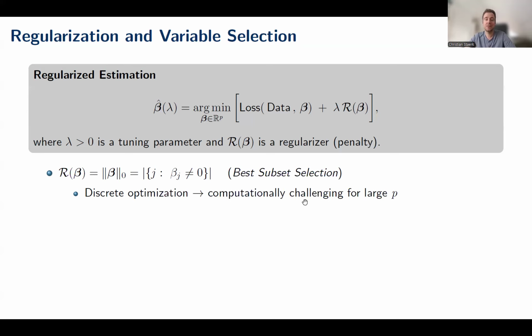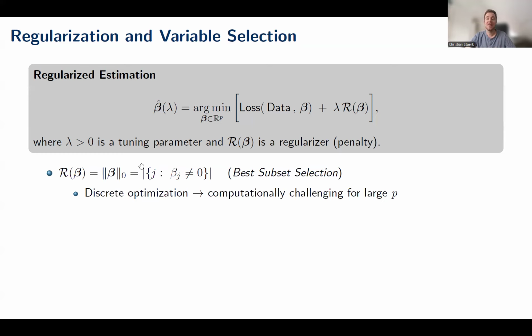Then this would lead to best subset selection. So this is the most natural thing, right? We just count how many variables are inside our model and we directly penalize for that. So this leads to sparsity. So I would say it's really the most natural thing to do to have sparse estimators.